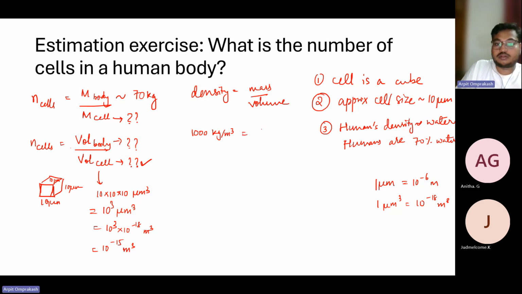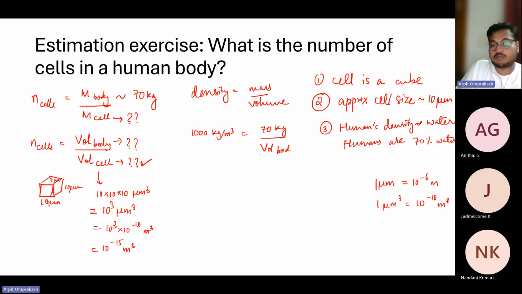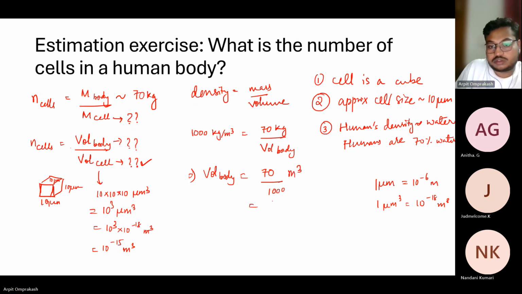We know that the average mass of a human being is 70 kgs. So for the volume of a human body, we can take this here and bring this here. So the volume of a body is equal to 70 divided by 1000 meter cube, so basically 70 into 10 raised to the power minus 3 meter cube. So now we also have an approximate estimate for the volume of a human body.